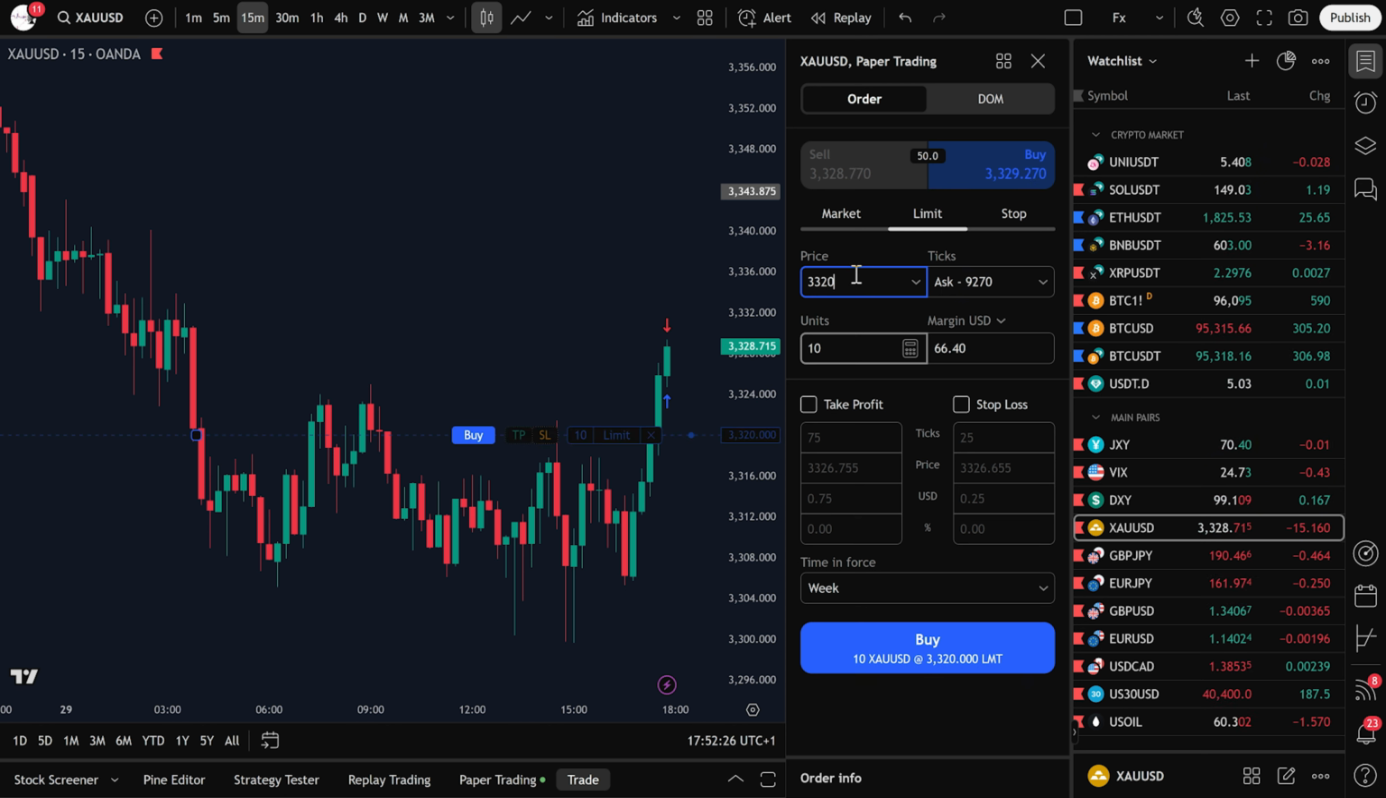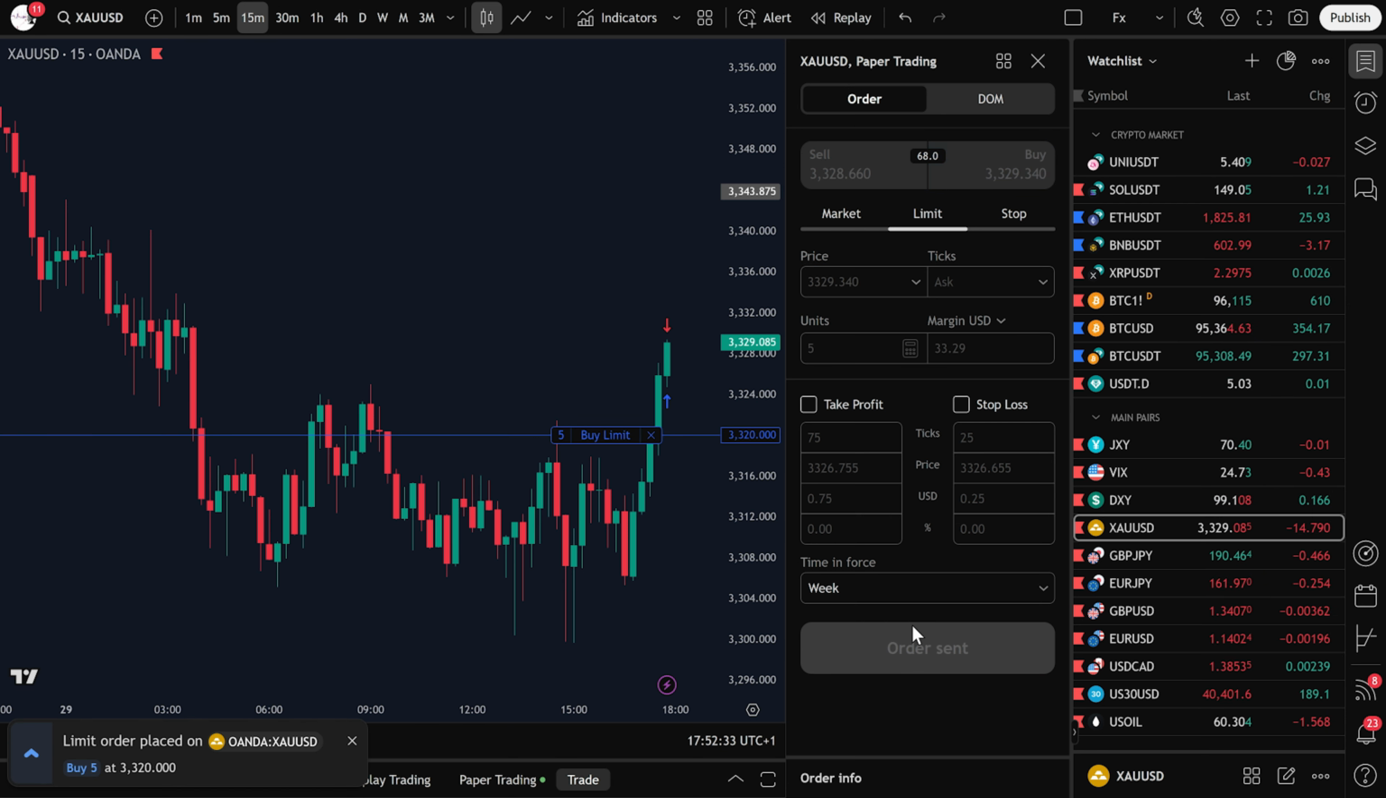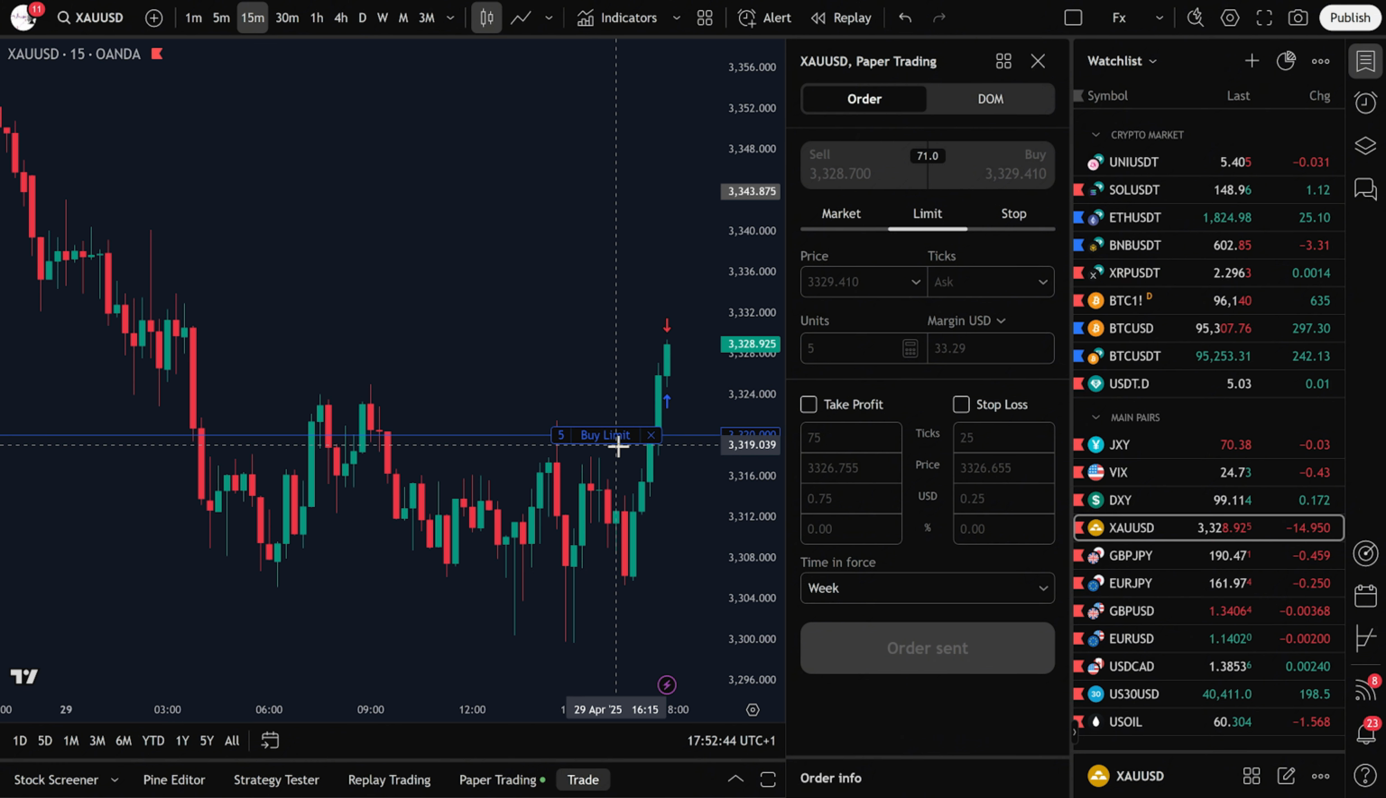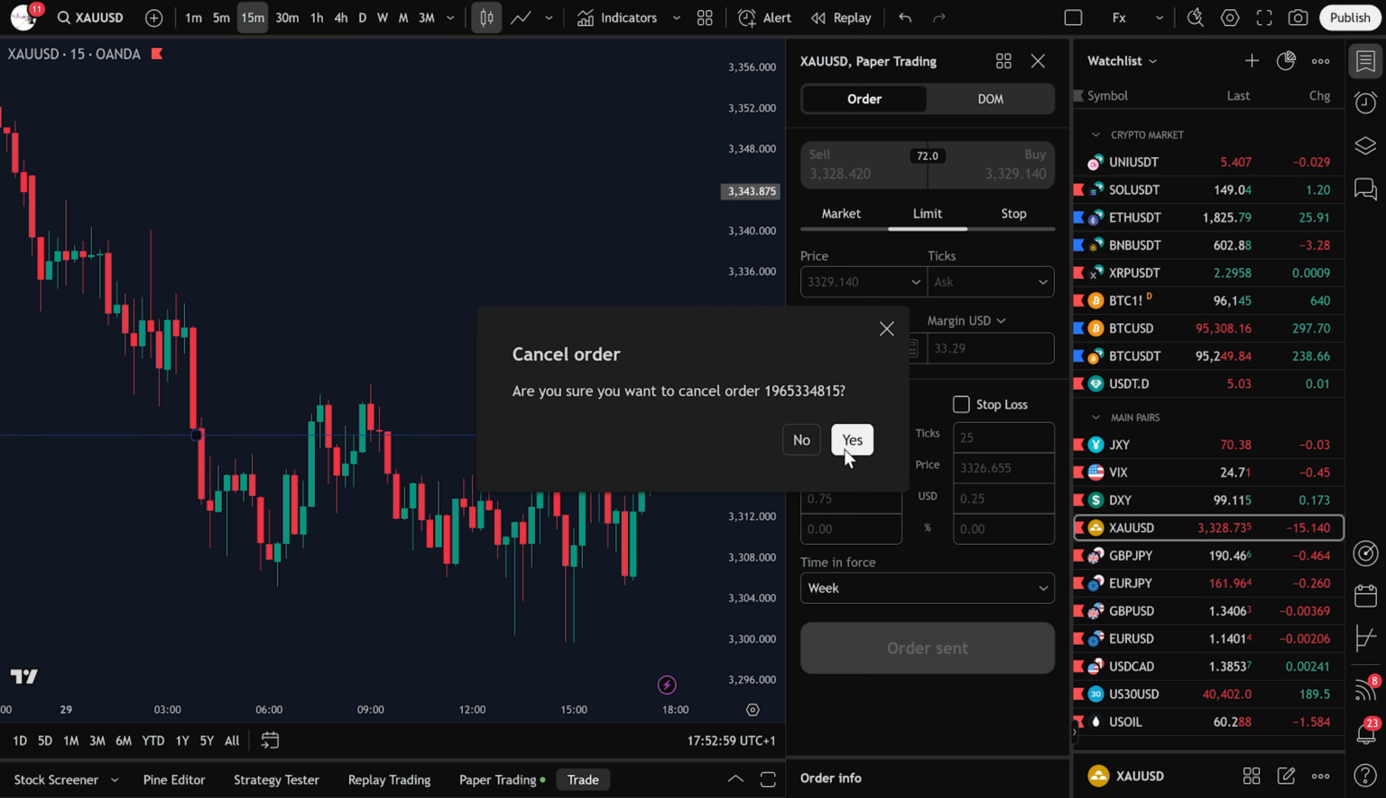Select the number of units, let's say 5 units, then click Buy. Notice, because it's a limit order, the trade is not active yet. It will only activate if the market price comes down and touches 3,320. If you change your mind and want to cancel this pending order, just click Cancel Order and then Yes to confirm.